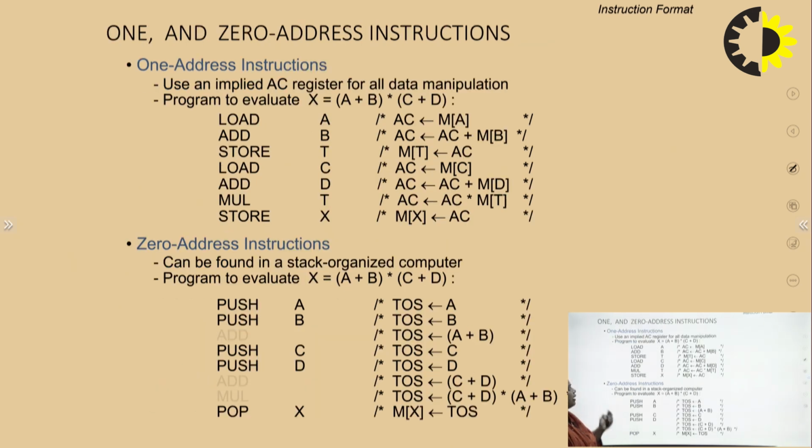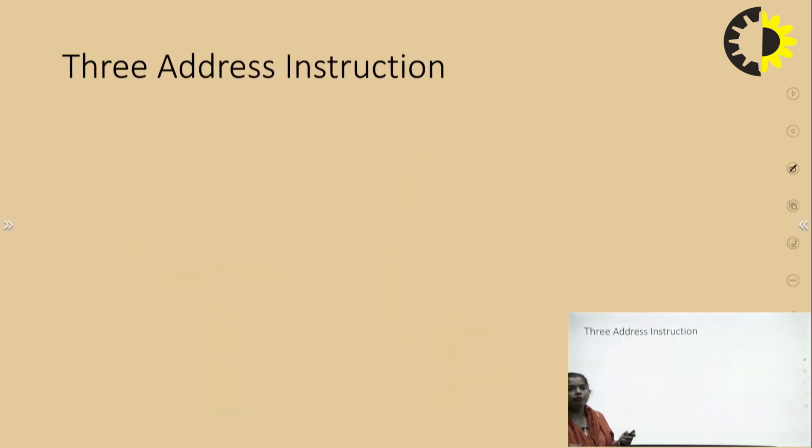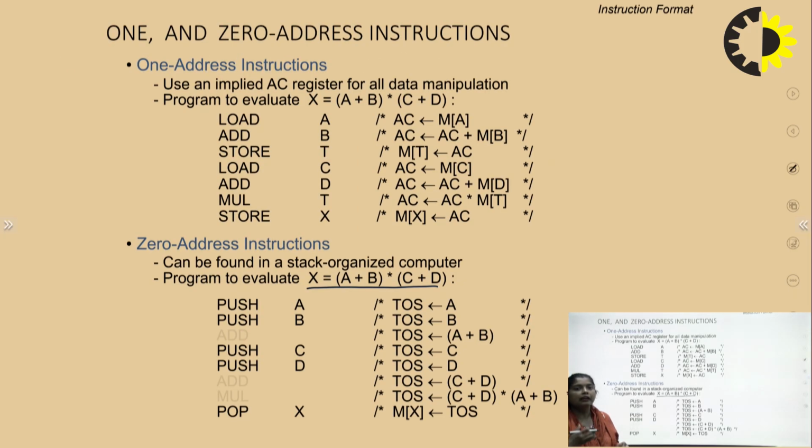And there are also the zero address instructions. In the zero address instruction, as we discussed, there is the RPN, the reverse Polish notation. One by one we will discuss these. These are the theory part. Now we can discuss how we are going to perform when the numericals come.